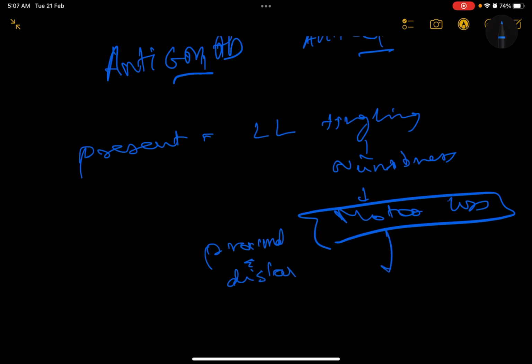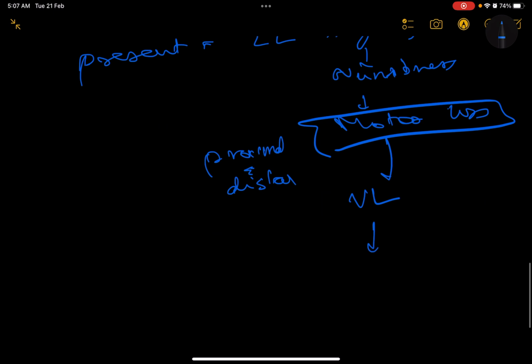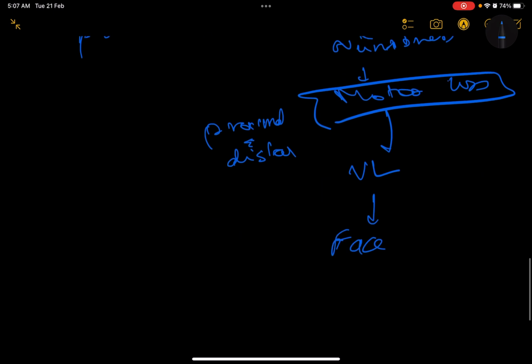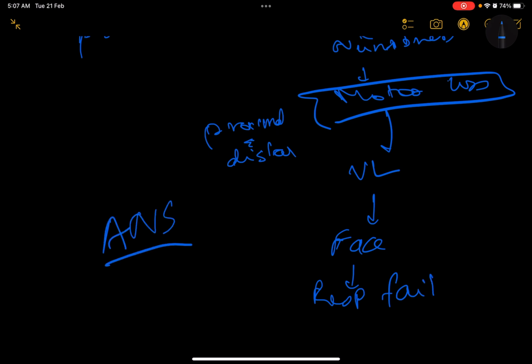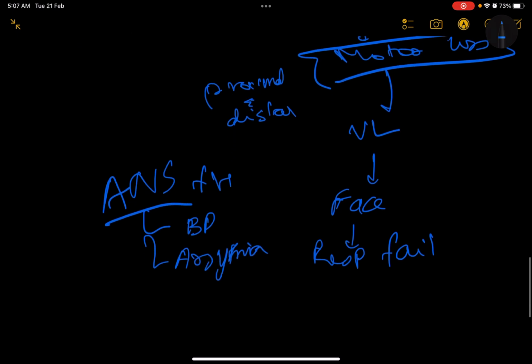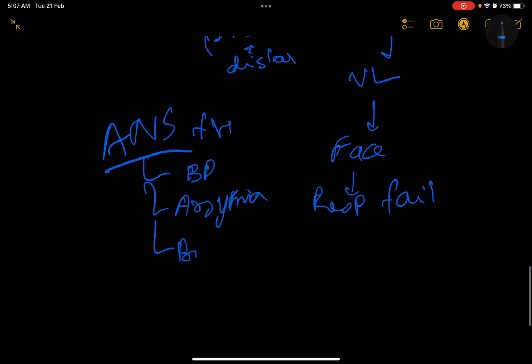Okay, then it finally progresses to the upper limb. Definitely it can also lead to facial paralysis, and it can lead to respiratory failure as well. Definitely autonomic manifestations are seen in the form of BP fluctuations, arrhythmias, and bowel and bladder symptoms.